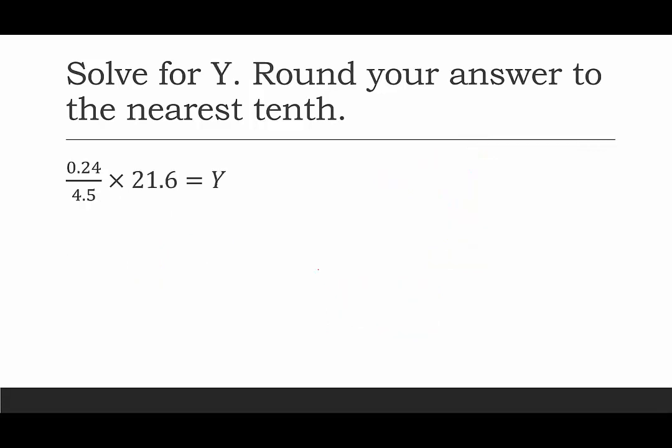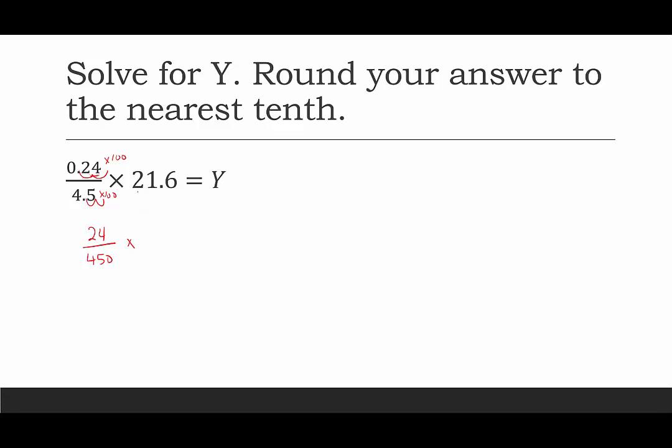In our last example, we're solving for y, and yet again, we're going to round to the nearest tenth. First thing I noticed is that we have some decimals in our first fraction, and I don't really like that. What's it going to take for those to be gone? Well, this one has 2 places behind the decimal point, so I would need to multiply this by 100 to clear out the decimal. This one has 1, so I would need to multiply by 10. Because I have to be consistent, I'm going to multiply both the numerator and the denominator by 100. That gives me 24, moving the decimal 2 places, over 450 times.